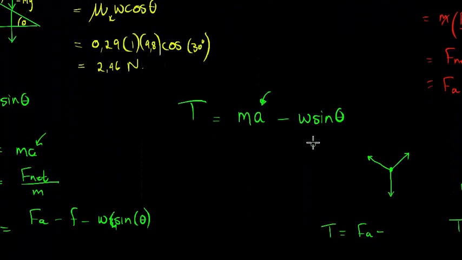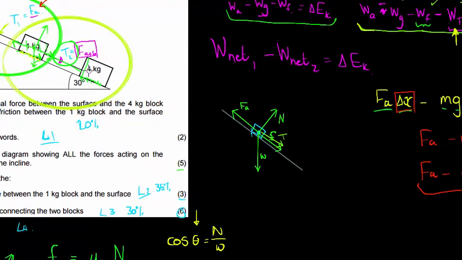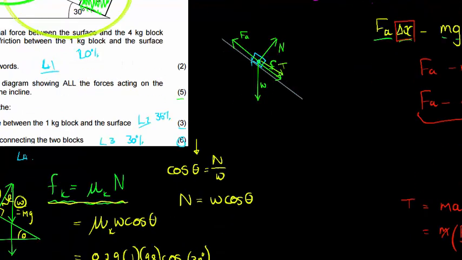So the mass is 4 kg, then we'll use the 4 kg mass. Yes, this will be the 4 kg mass. So this part will only apply to that part of the block. Does that make sense?